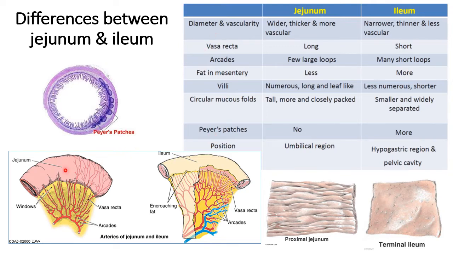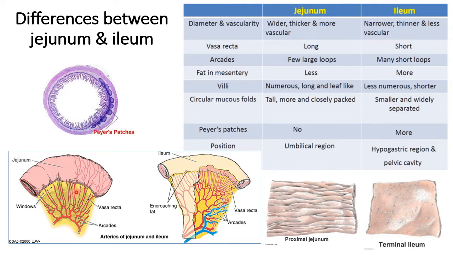Now if you look at the jejunum, it's bigger, so it has a wider lumen and a thicker wall, and it's more vascular. That's why it looks more reddish. So it has a wider lumen, a thicker wall, and is more vascular. So this is the jejunum. The ileum on the other side has a narrower lumen, a thinner wall, and it is less vascular.